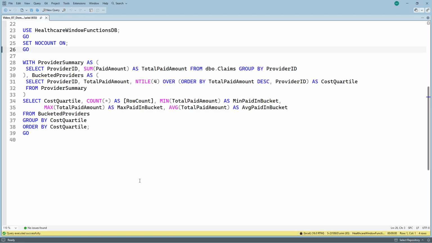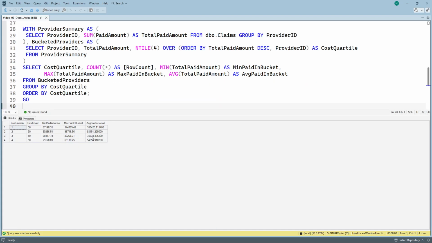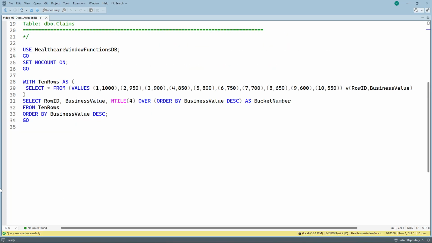Now I want to validate what NTILE actually did. I count how many providers landed in each quartile. The bucket sizes are as even as SQL can make them. If the provider count does not divide perfectly by 4, the earlier numbered buckets receive one extra row. So equal buckets means the counts differ by at most 1. Also look at the minimum and maximum dollar amounts. Those value ranges can be very different. This small example removes all the noise from the larger data set.